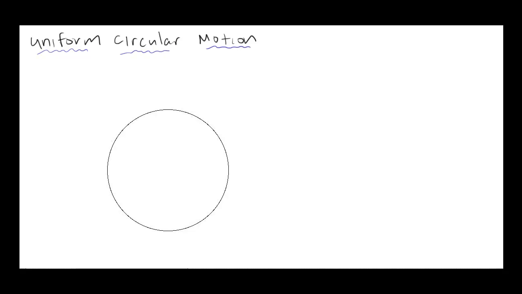And so what we're going to imagine by uniform circular motion is that we're moving at a constant linear speed as we move in a circle, right? So we're moving around the circle, and the speed with which we're moving, the linear speed, is not changing. So constant linear speed.